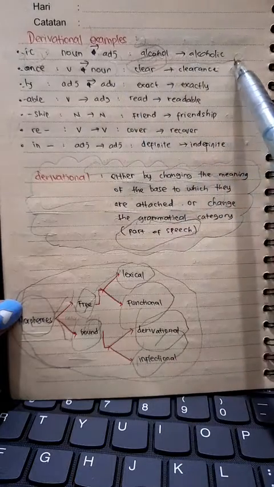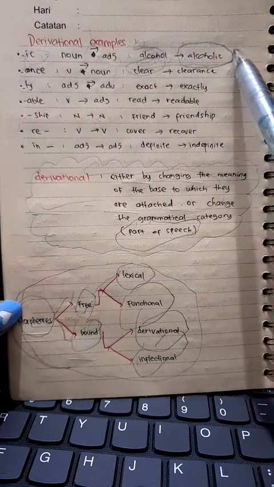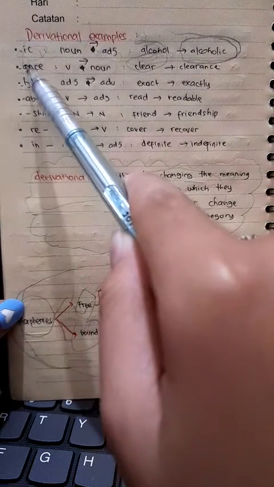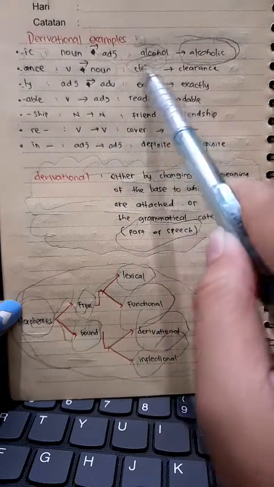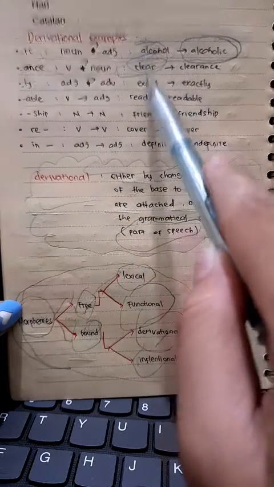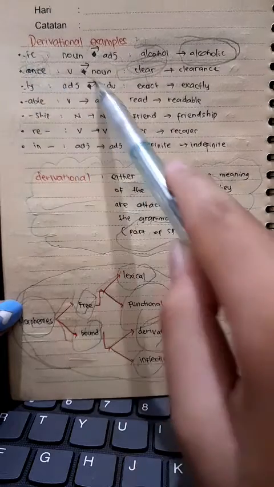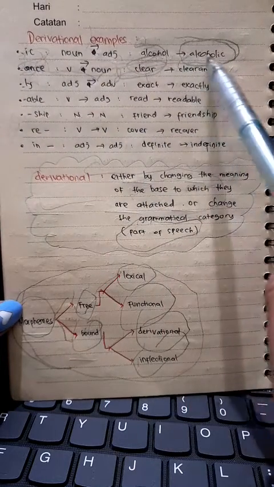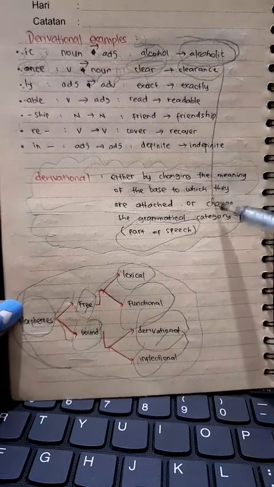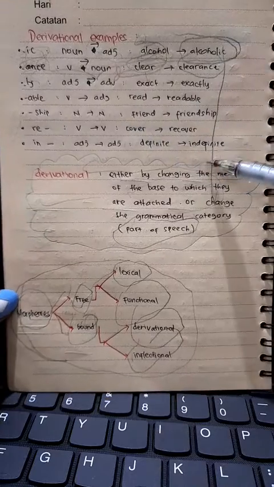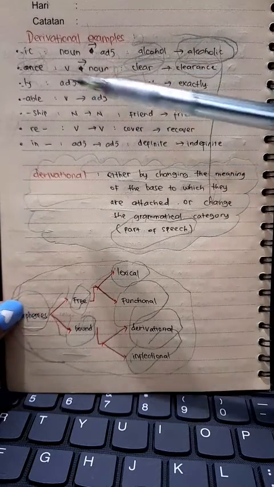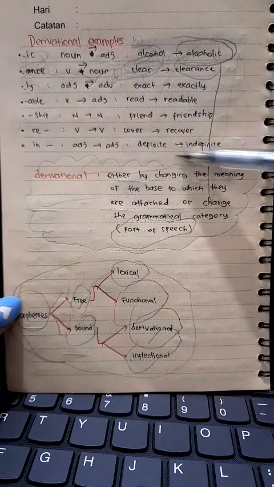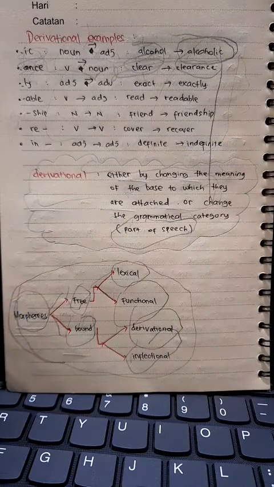But if we add IC here, it changes the adjective to become alcoholic. And then we have ants here from the word clear. Clear is a verb, but if we add an ants here, it changes to a noun. And etc. If you can read it, take your time or pause this video to read more about the example of the inflectional morphemes.